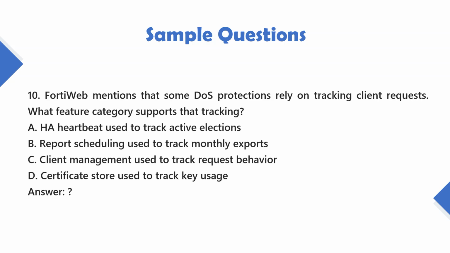10. FortiWeb mentions that some DOS protections rely on tracking client requests. What feature category supports that tracking? A. HA heartbeat used to track active elections. B. Report scheduling used to track monthly exports. C. Client management used to track request behavior. D. Certificate store used to track key usage.